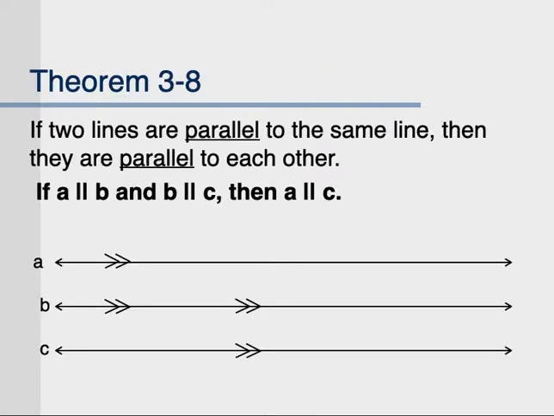Theorem 3.8 says that if two lines are parallel to the same line, then those two lines are parallel to each other. In other words, if A is parallel to B and B is parallel to C, then A is parallel to C.